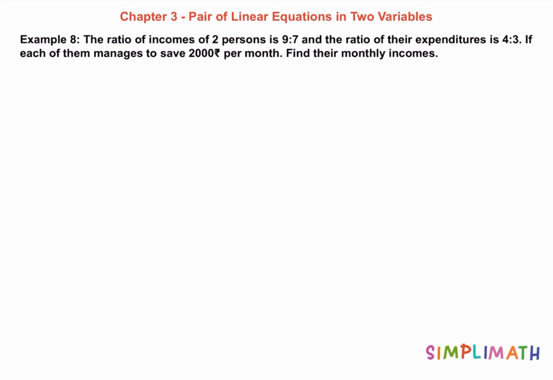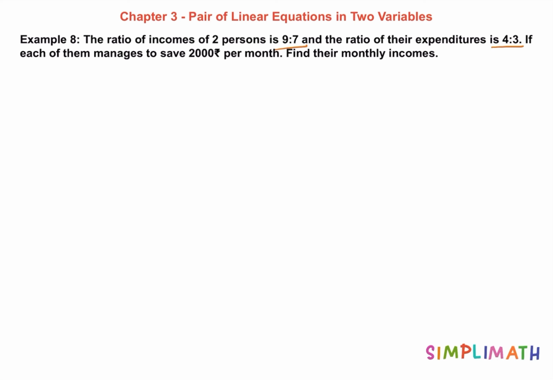In this video, we are covering example 8, and example 8 says the ratio of incomes of two persons is 9 is to 7 and the ratio of the expenditure is 4 is to 3. If each of them manages to save 2000 rupees per month, find their monthly incomes.